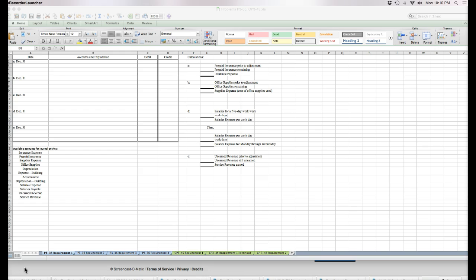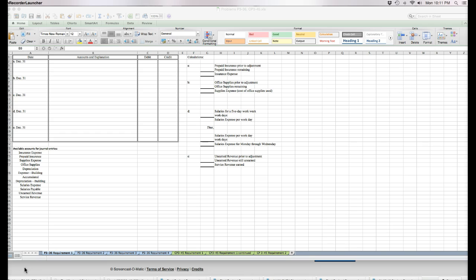P3-36. The topic this week is what's called adjusting entries. Adjusting entries are those entries that we do at the end of the accounting period, and usually that's about a year. At the end of that period of time, there are some things that we have not recorded yet via journal entries that still need to be recorded. Some expenses that we've incurred, or some revenue that we've earned, but yet has not been recorded through the normal journal entries. So that's what we're doing. We're looking at these adjusting entries.